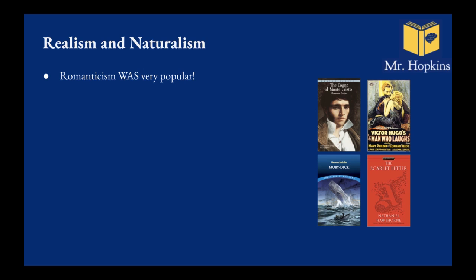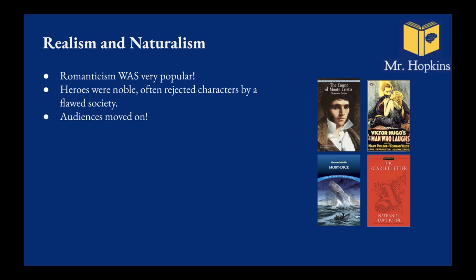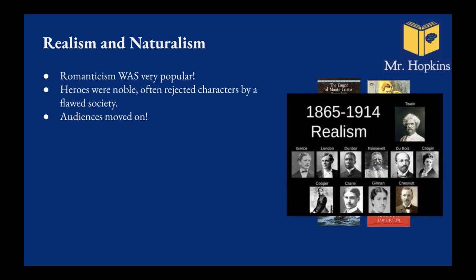These are stories like The Count of Monte Cristo, Victor Hugo's The Man Who Laughs. Both of those are French books. Moby Dick and The Scarlet Letter are all examples of romantic texts. Again, heroes were often noble but rejected characters by a flawed society. However, audiences moved on. What we see with literary movements is that they become very popular for a time and then the society changes and the movements reflect that, or vice versa sometimes. So society reflected this, audiences moved on, and realism became the new popular movement.